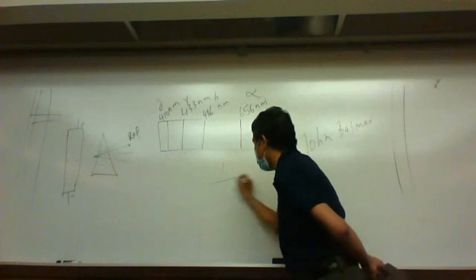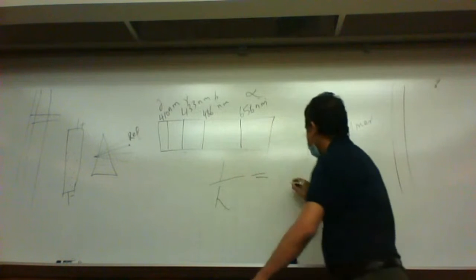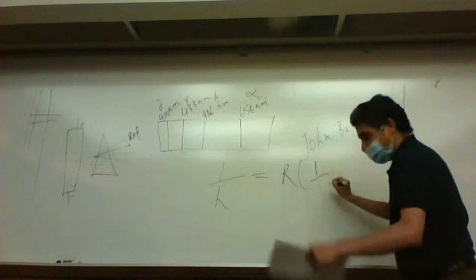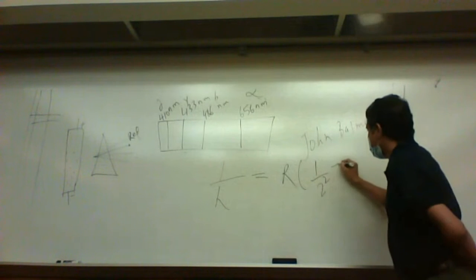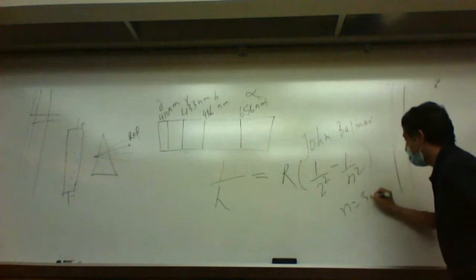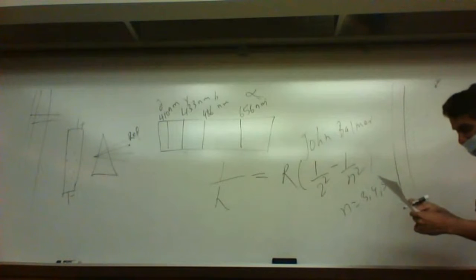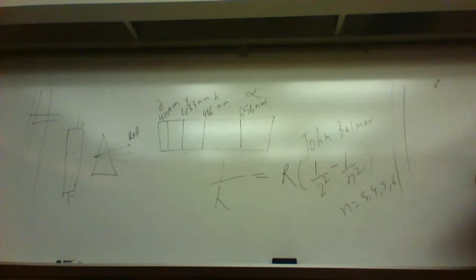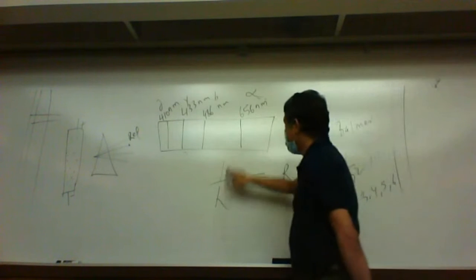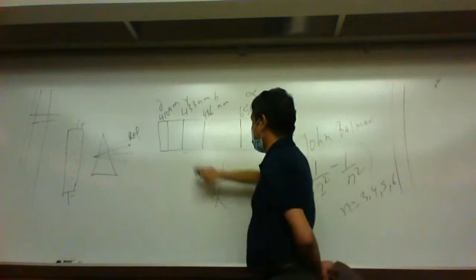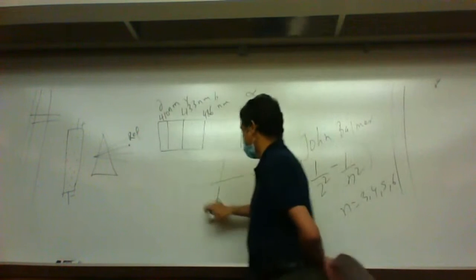So he gave this formula: 1 by lambda is equal to R, a constant, times 1 by 2 square minus 1 by n square. And the value of n could be 3, 4, 5, 6. Somehow he got this formula. So lambda is the wavelength. So 656 is lambda, 486 is this one, 433 is this one, 410 is this one.